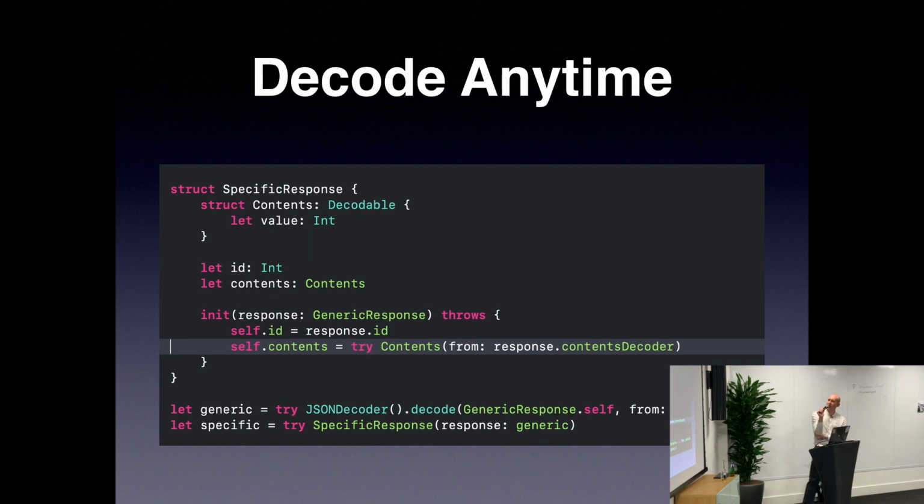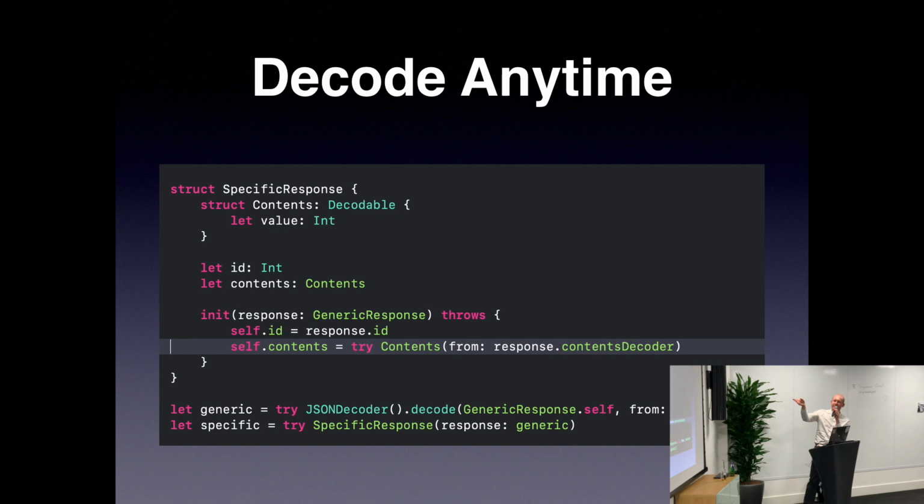At the bottom, there's an example. The first line is how we can create it in the networking framework. And the line below is how we would create this additional object from this generic response. And inside of the initializer, we can see that we can actually take this content decoder and just use it to decode whatever we want from it.